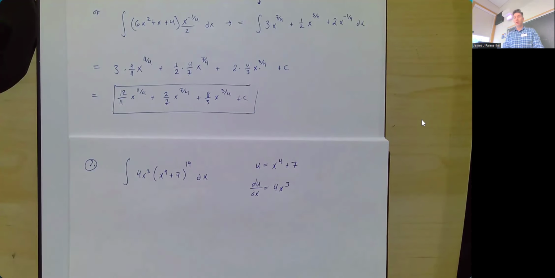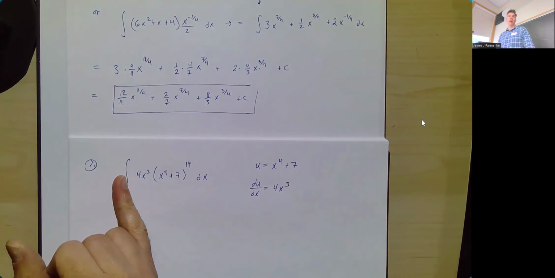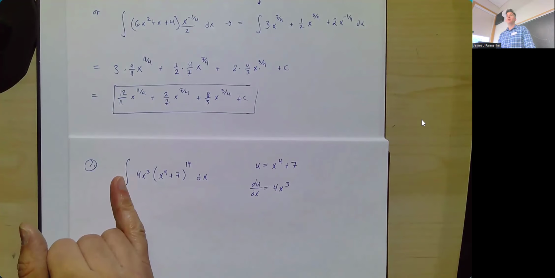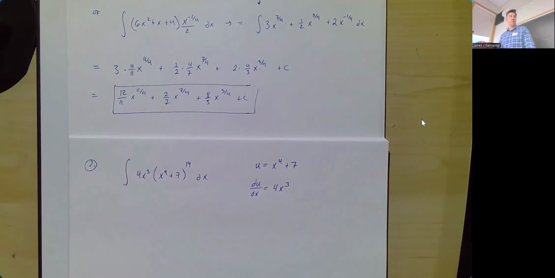I'll point out, it wouldn't matter if we had 4x cubed or 8x cubed or 1000x cubed. The important part is that we have the x cubed. We can always adjust for a constant multiple.